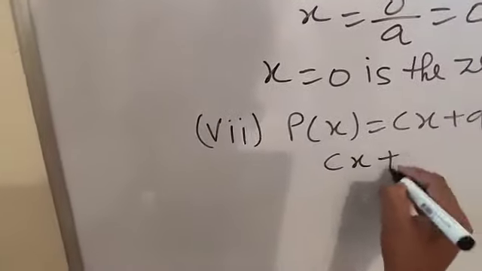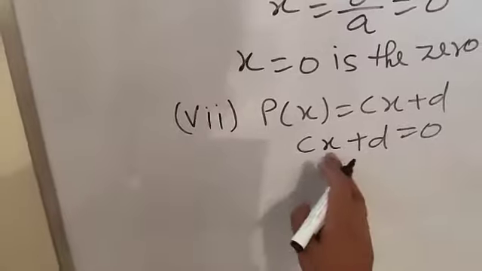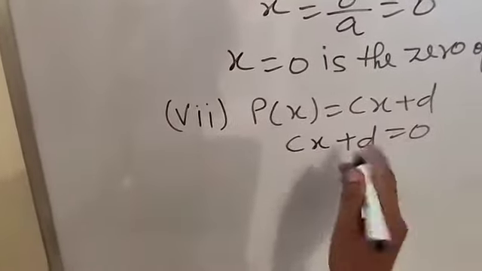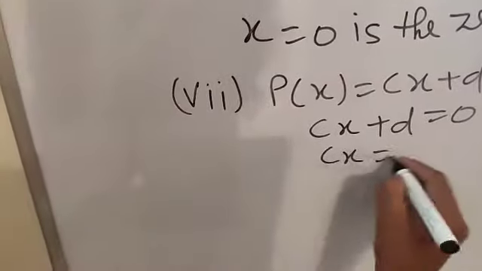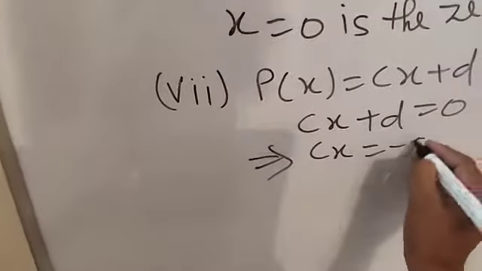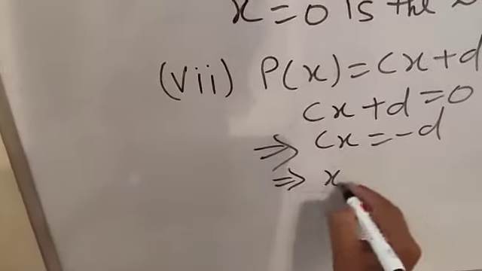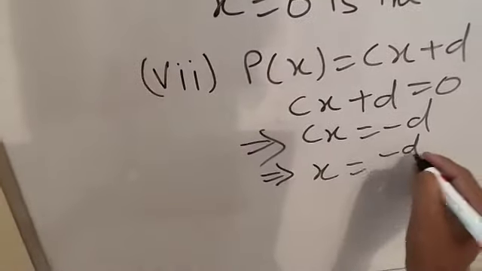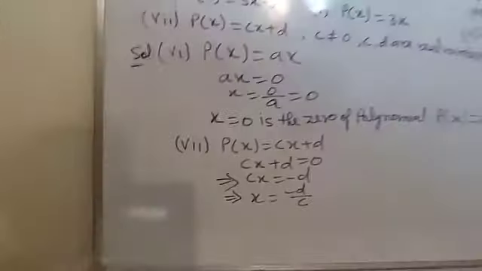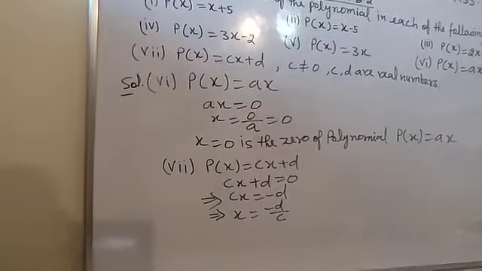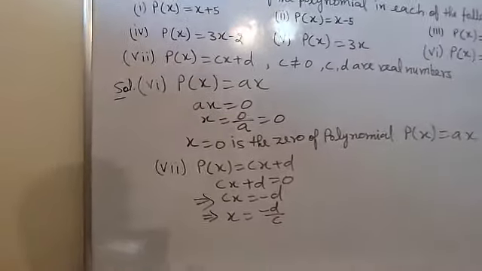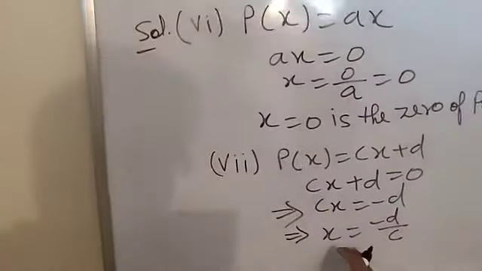So you will write cx plus d equal to 0. Now you need to find the value of x. So transfer d to the right side, it will be cx equal to minus d. Plus d will be transferred to the right side. It shows that x equal to, c is multiplied here, so it will be minus d upon c. So the value of x is minus d upon c. Whatever the value of x is there, that will be the zero of the polynomial.